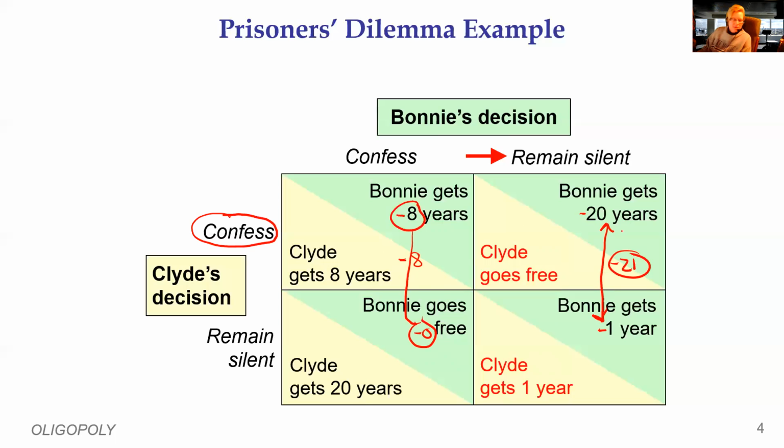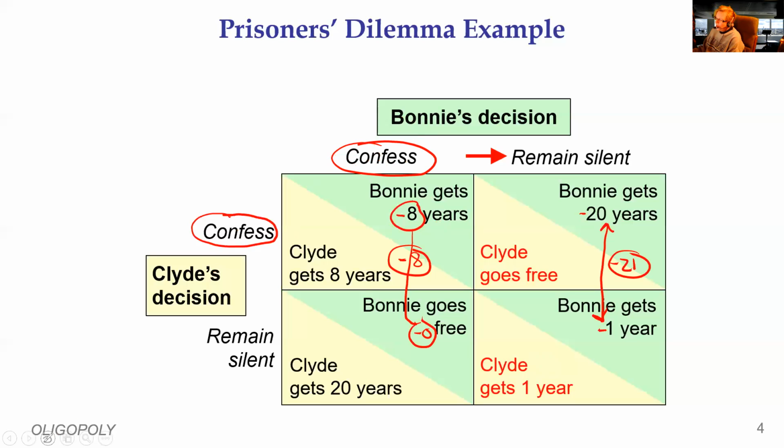Now, which would, enough, my TA. So which would you rather have, -8 or -21? She would rather have -8. So that leads her to the dominant strategy of confess. So Bonnie's decision will be to confess. Clyde's decision will be to confess.